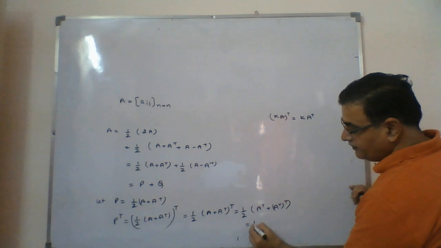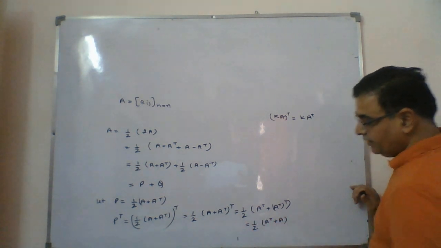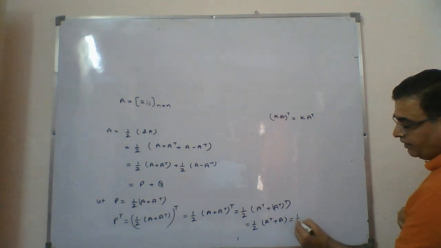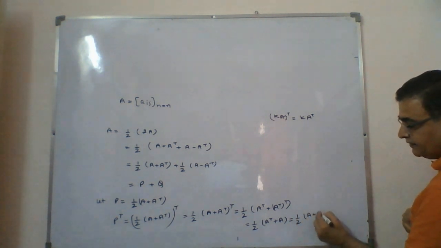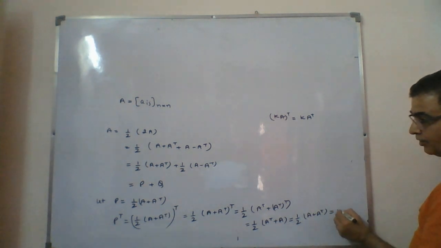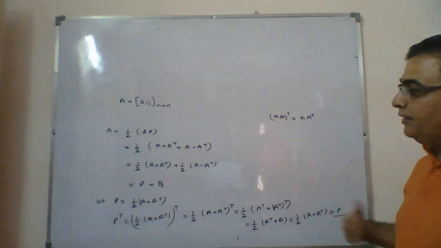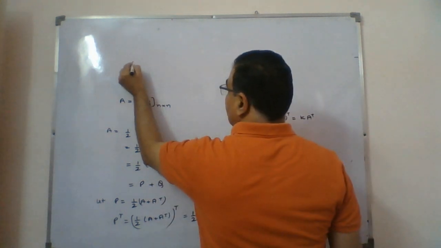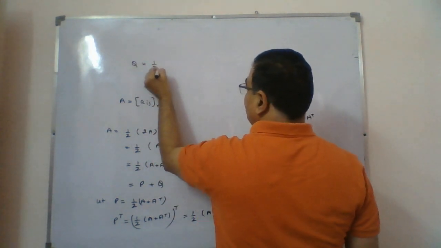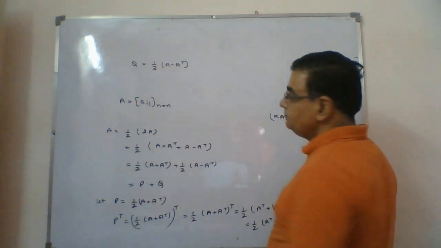Or you can write this as half of A transpose plus A, or it is nothing but half of A plus A transpose. Is it your P? Yes. So P transpose is coming symmetric. Same way you start with Q. Q is half of A minus A transpose.